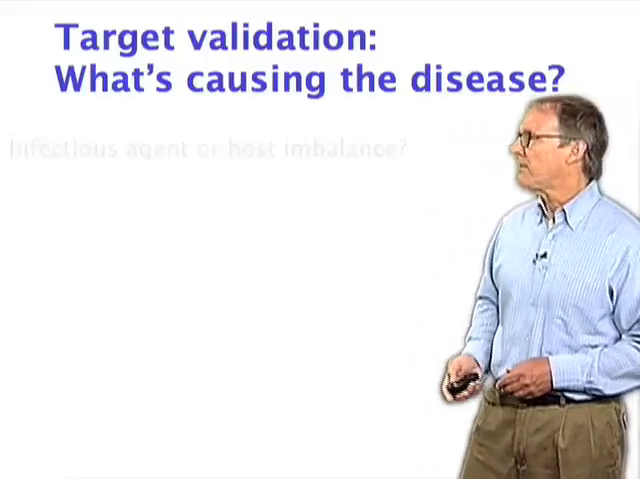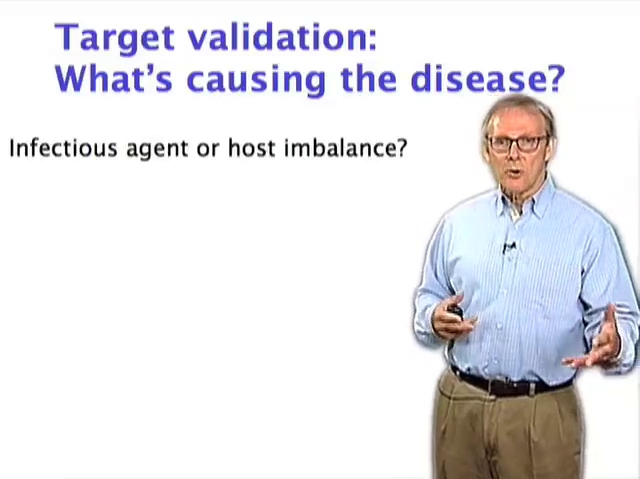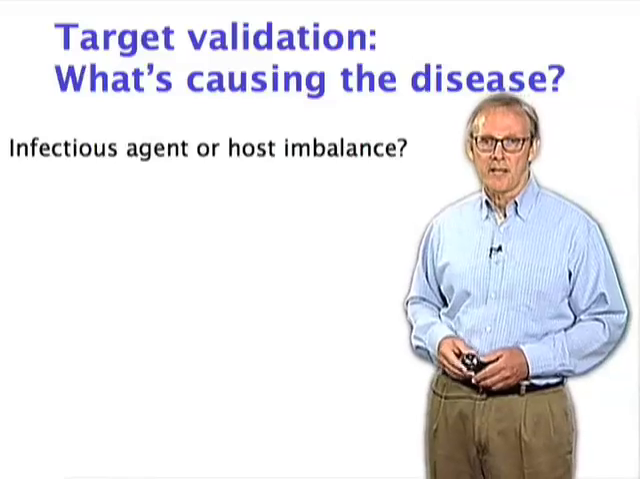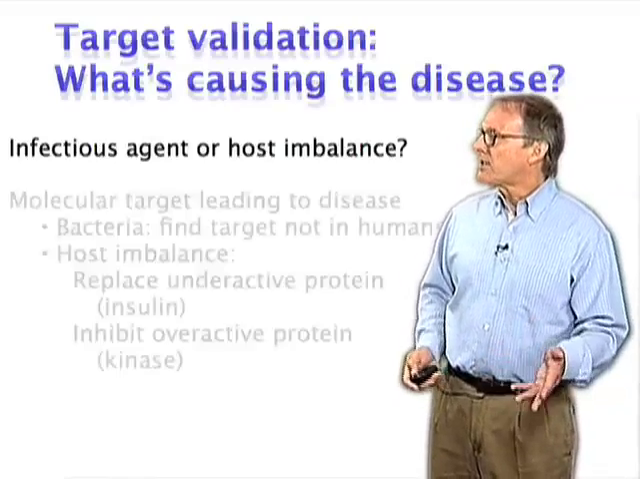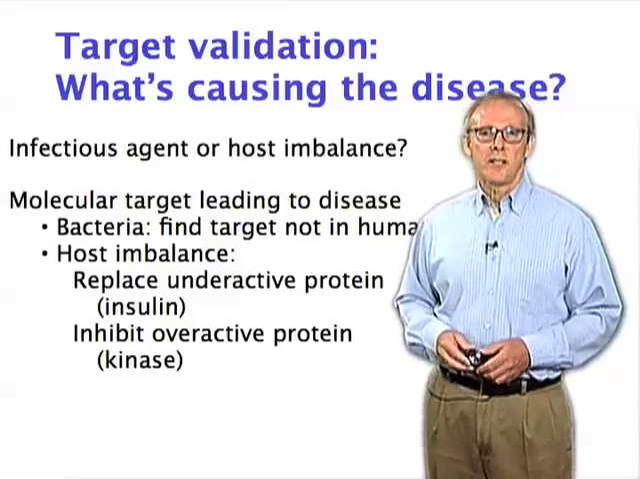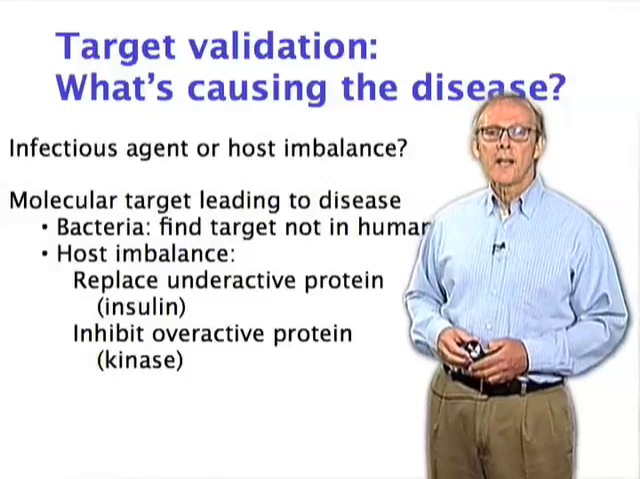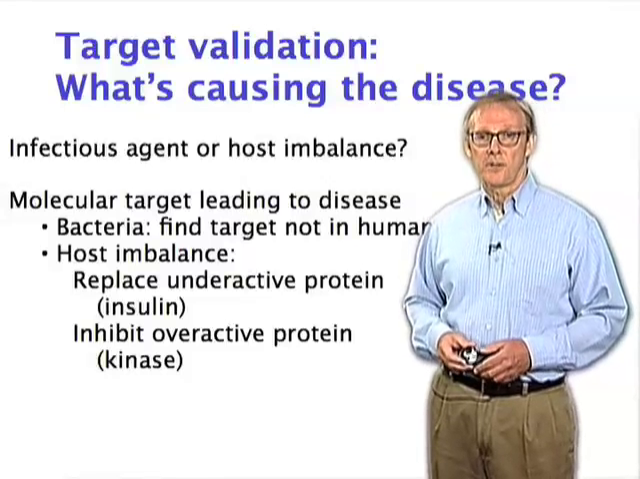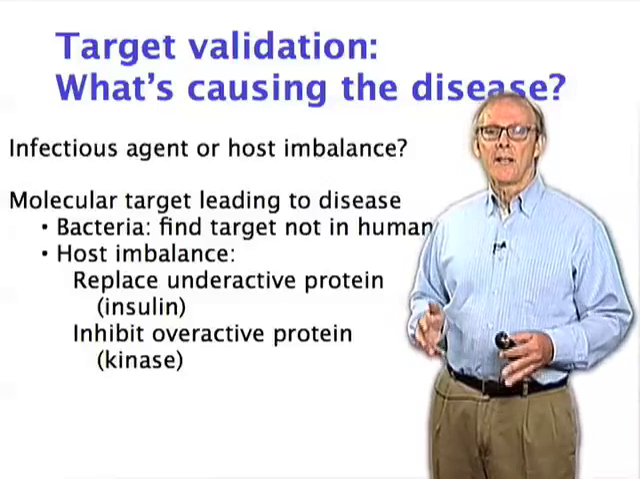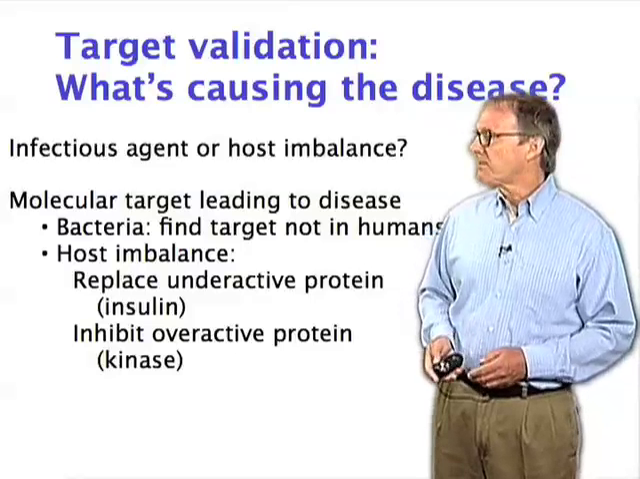What are the things that we think about? The first thing is I like to think of this: is it a bug or is it in the body? Is it an infectious agent or is it a host imbalance? So, for instance, if it's an infectious agent that's causing the disease, generally these days we have sequences of the pathogenic bacteria. We'll find a target that's not in humans, and then we'll take that protein target and go after that in the drug discovery process.